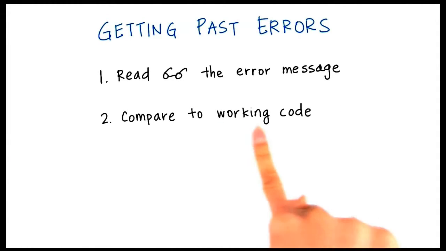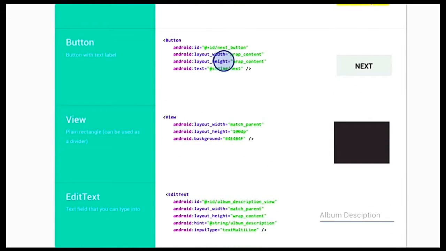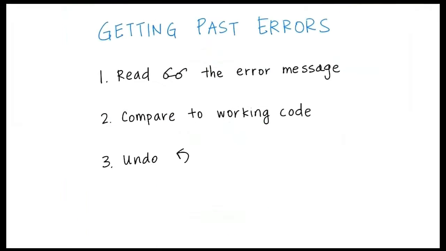The other technique is to use working code samples and compare it to what you have to try to figure out what went wrong. We've already given you some code to look at in the last few videos, and another good resource is the Common Android Views cheat sheet that we'll provide you. Here we see the names of different views, and we also have code snippets as well as a preview of what they would look like on the device. You can always compare your code to what we have here and see if there's any differences. The third technique is to use undo.